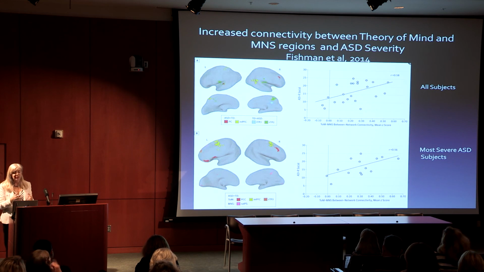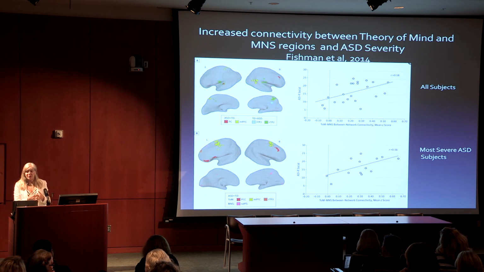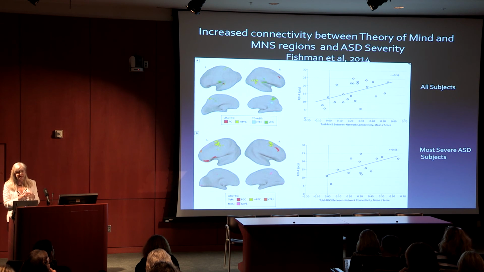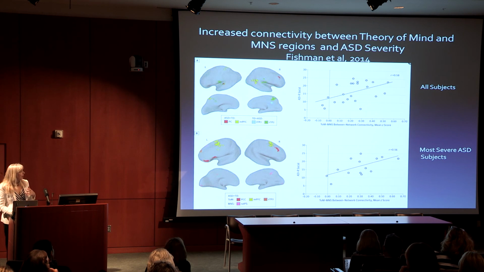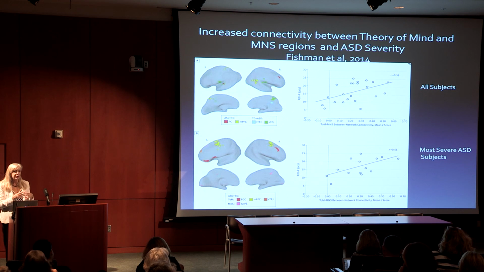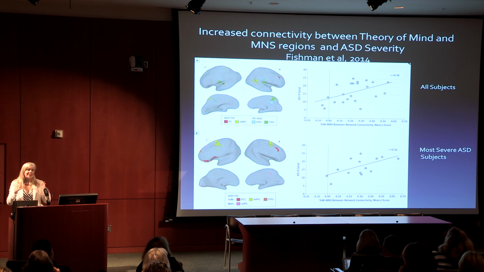And this was also found in a different study altogether, looking at different networks, the theory of mind network and the mirror neuron system network, by a different group altogether. And they essentially found the same thing, that the two networks were correlated with one another, and that correlation was greater in more severe overall cases of autism, and it related to the degree of impairment on the ADI. So the general idea is that as you develop, networks should segregate.